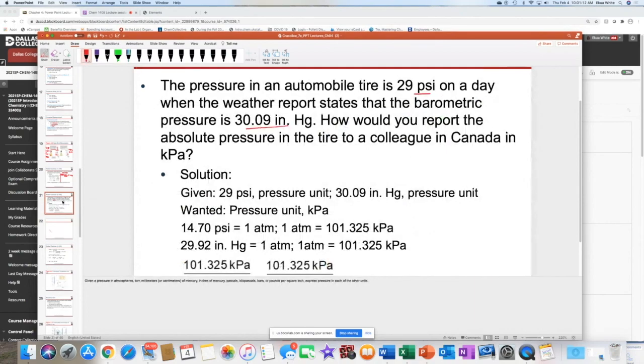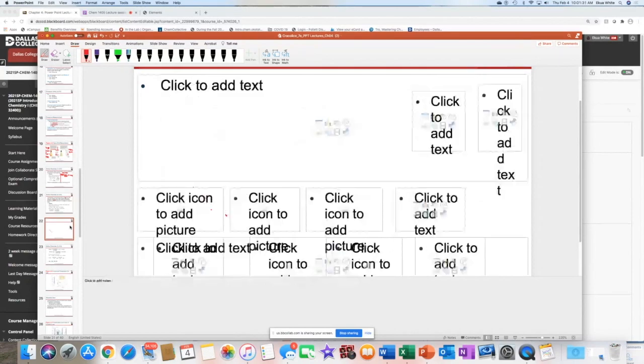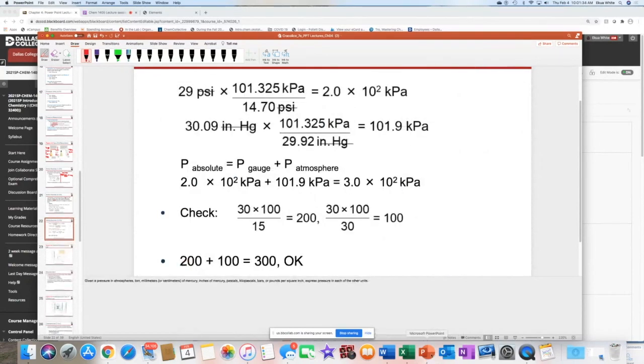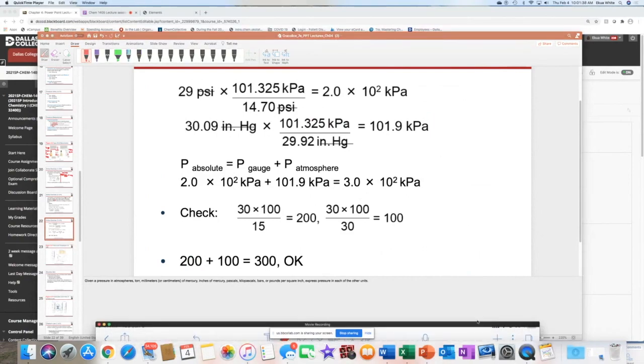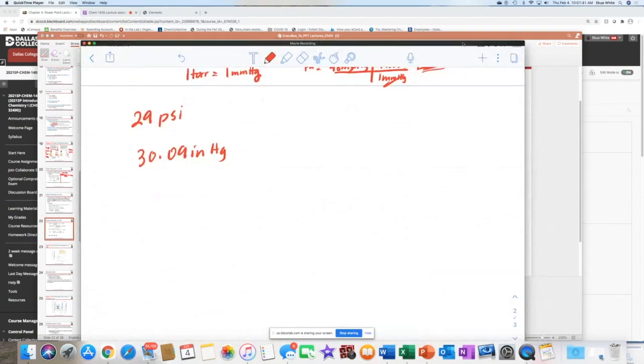Let me see if I can write this out on my sheet of paper here. So we're dealing with 2 conversions: 29 psi, and the other one is 30.09 inches of mercury. So let me delete this here. I'll write on my iPad. We'll have this here, I'll come back to it. Okay, and so the goal is for us to go to kilopascals in both of them.